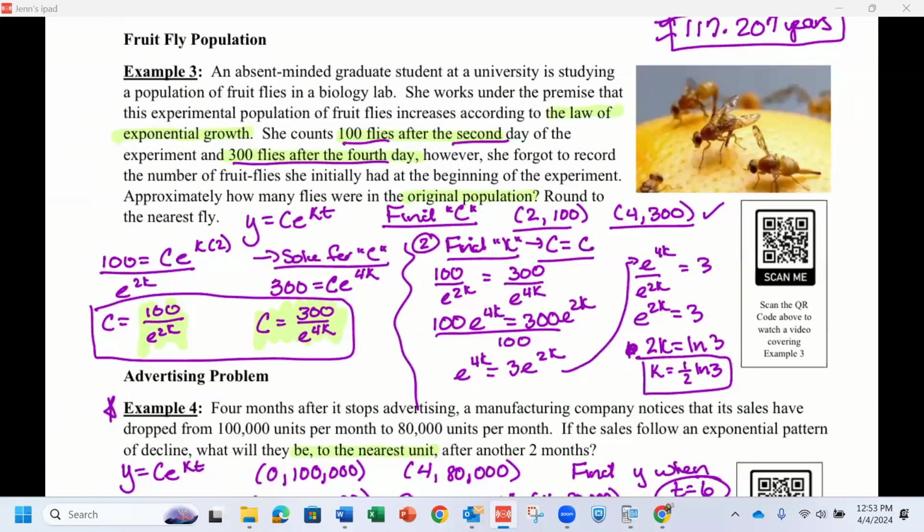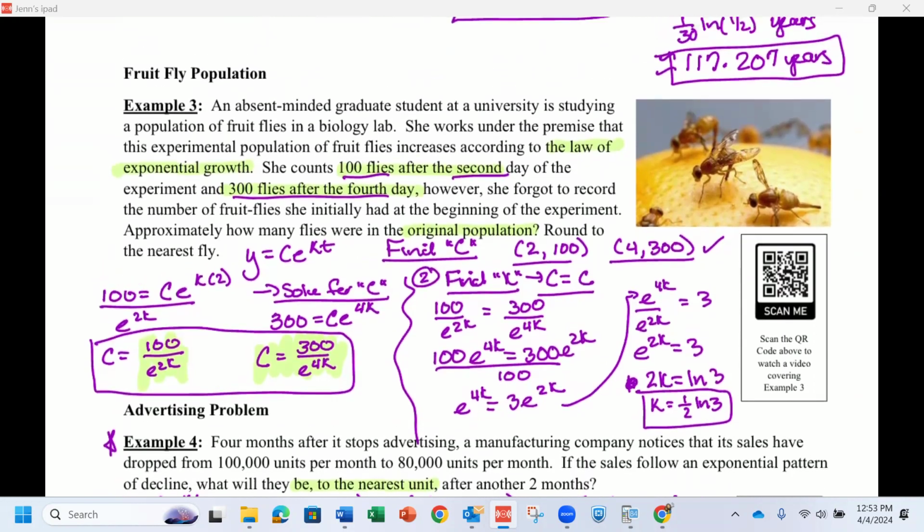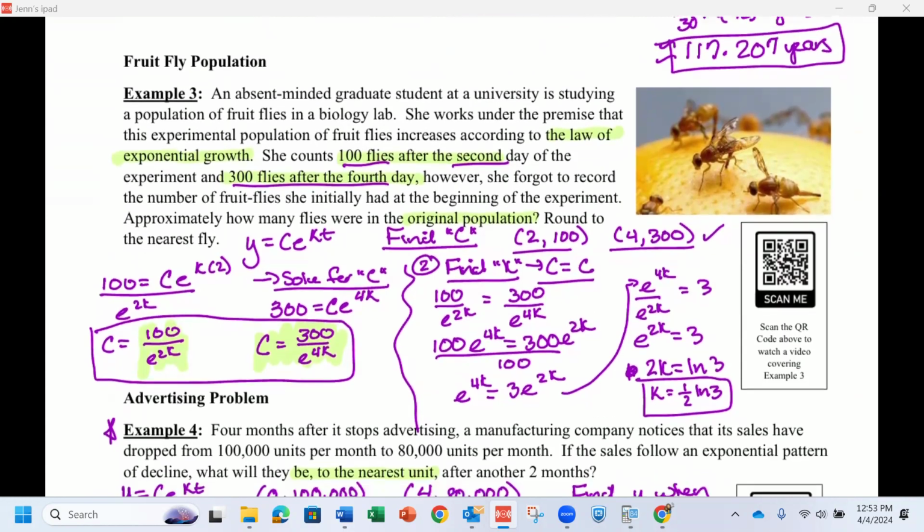So now remember, the process is very similar. It just looks a lot different than the other two examples. We found C, but we had to solve for C. Then we found our k value. Now we have to write our equation and we have to actually answer the question. So again, my equation is going to look like this. Again, in order to find C, I'm going to take that k value and plug it in. It doesn't matter which one you plug it into.